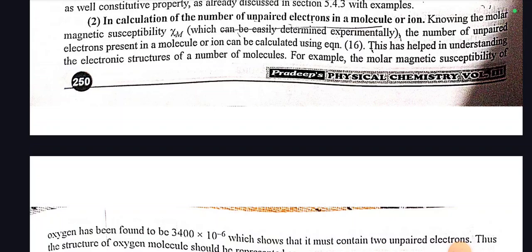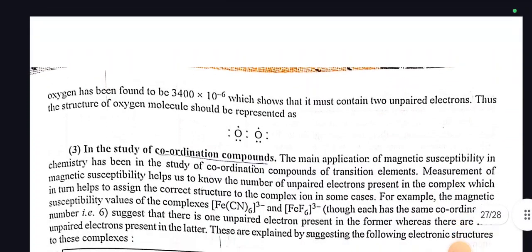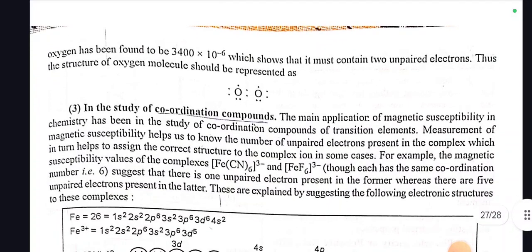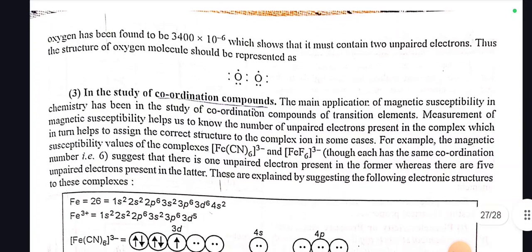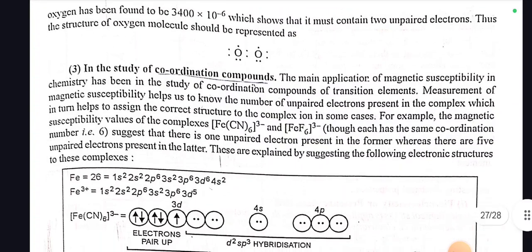For example, the molar magnetic susceptibility of oxygen has been found to be 3400 into 10 to the power minus 6, which shows that it must contain 2 unpaired electrons. Thus, the structure of the oxygen molecule should be represented as shown.